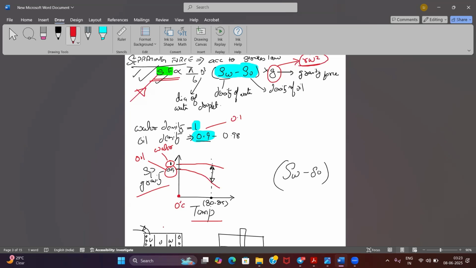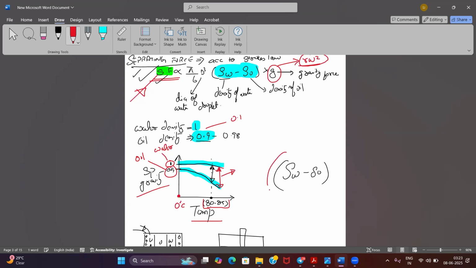So once I start heating, you can see that the specific gravity of the oil drops sharply, but the water density does not drop as much. So at higher temperature, suppose I maintain 80 to 85 degrees Celsius in my heater, or you can say about 90, 95 degrees Celsius from the heater, then the difference between the densities is going to increase. And this is what I want.